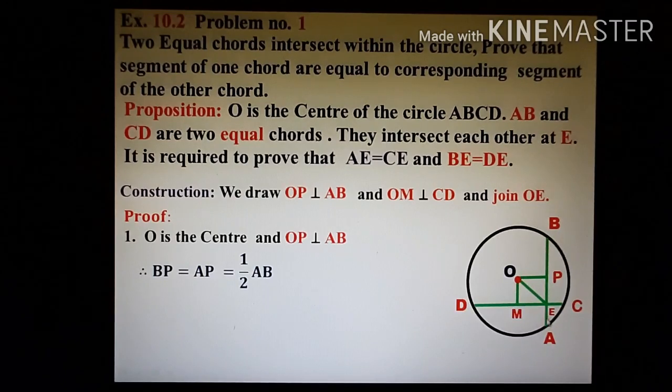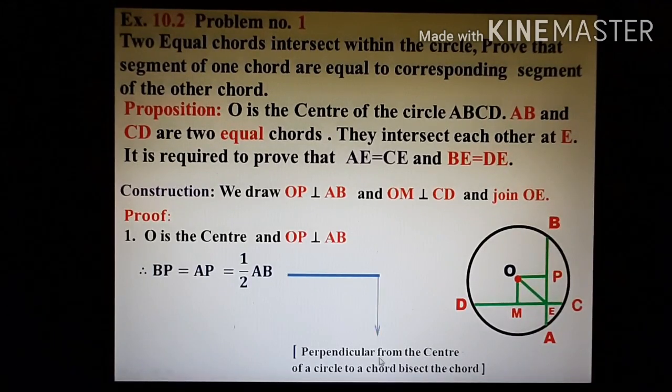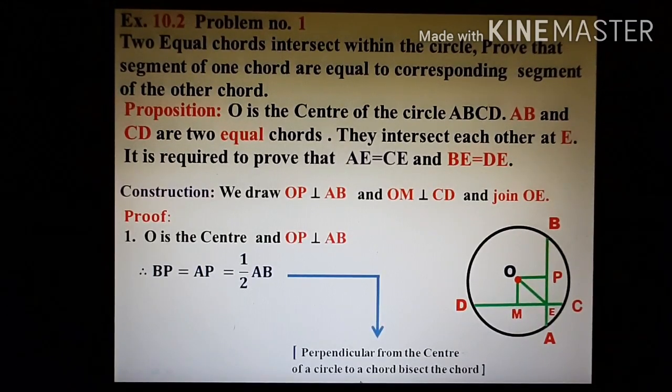Why? Because AB is a chord. When a perpendicular is drawn on a chord, then this chord will be equally divided. In the same way, we can write BP equal to AP is equal to half of AB. My dear, a perpendicular from the center of a circle to a chord bisects it equally. I told you earlier, my dear.